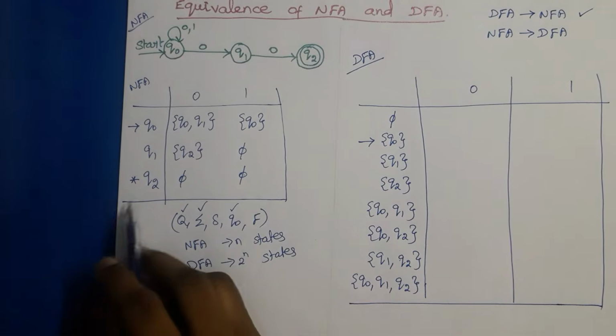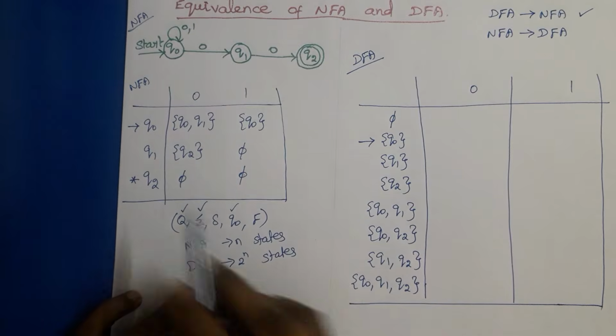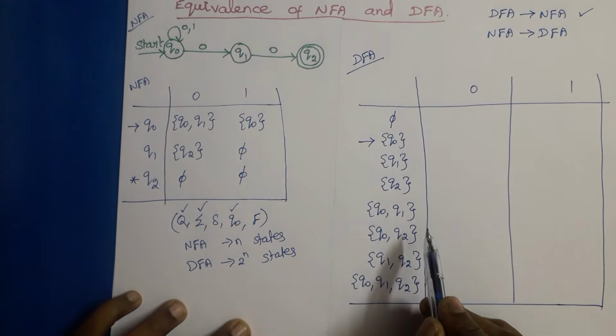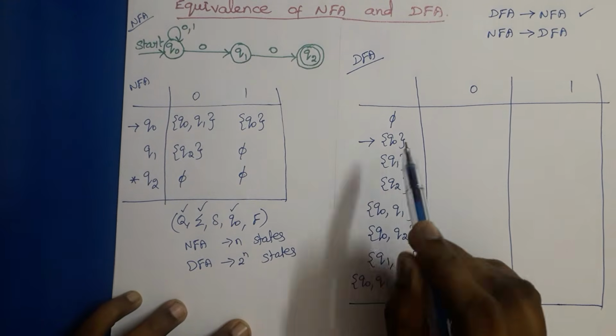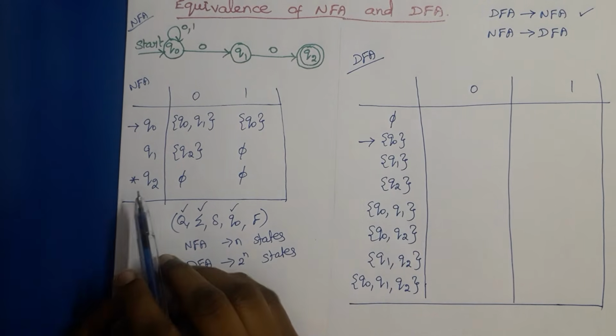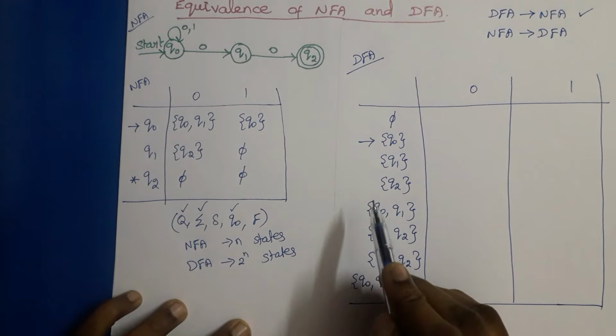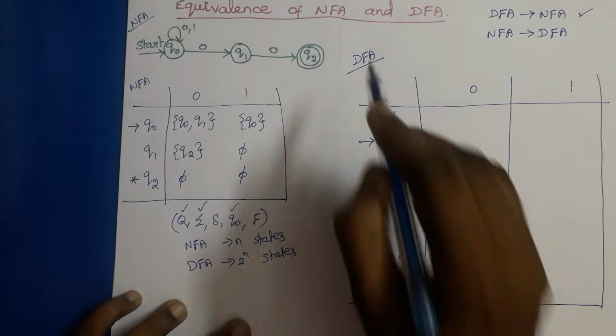Then final states. Here Q2 is a final state of the NFA. So for finding the final states of the DFA, we need to check each state. If the set has at least one final state of the NFA, then we can make that set a final state of the DFA.